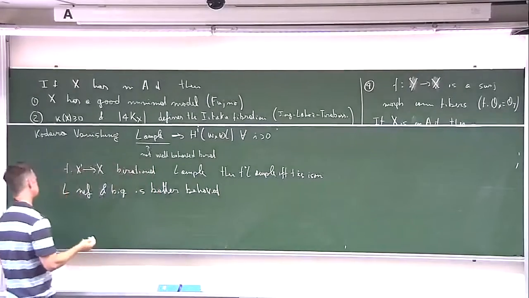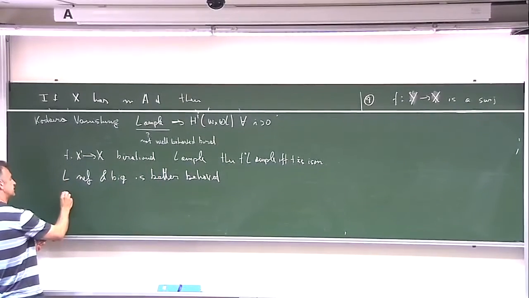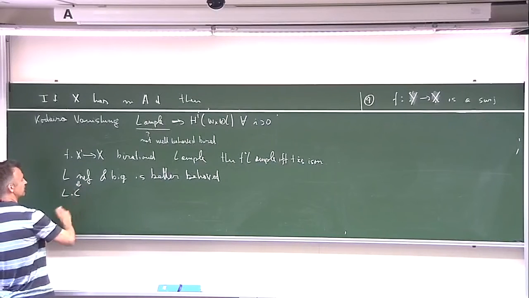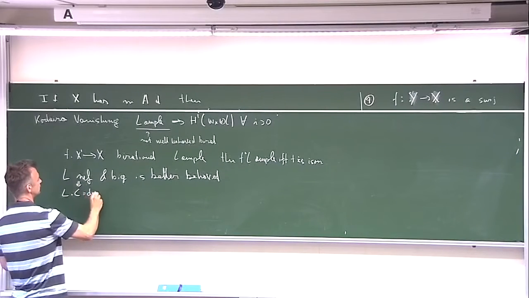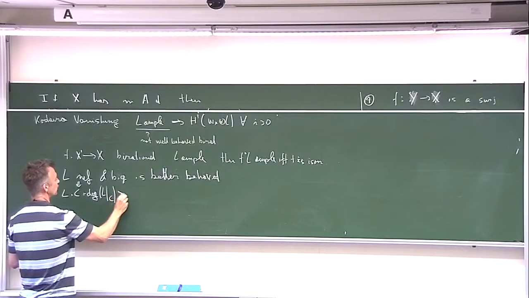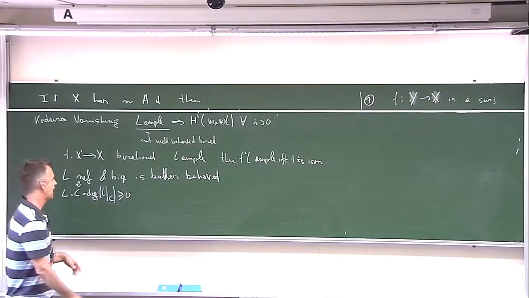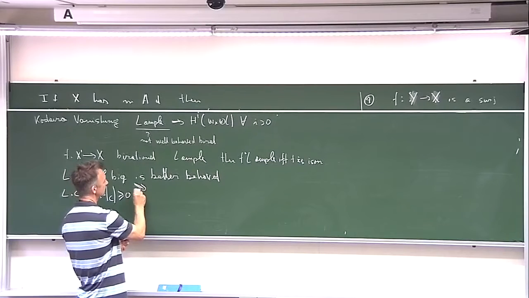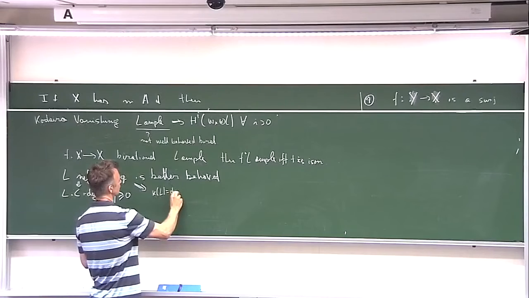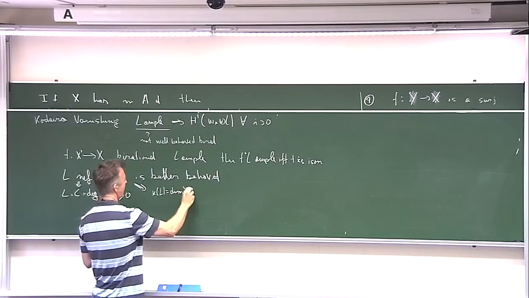So for completeness, probably almost all of you know what this means, but L being nef just means that the intersection with any curve, so you can think of this just as the degree of your line bundle restricted to the curve, is always non-negative. And being big is that the Kodaira dimension of L is equal to the dimension of X.